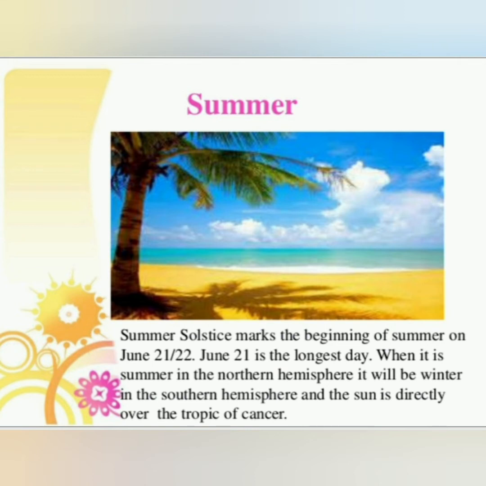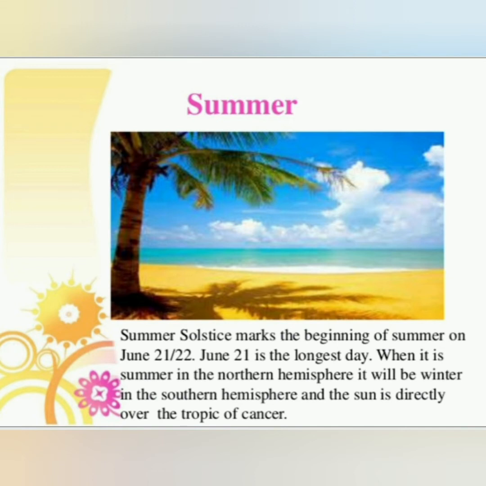When it is summer in the northern hemisphere, it will be winter in the southern hemisphere, and the sun is directly over the Tropic of Cancer. Students, do you know what is solstice? Yes, the solstice is the day of the year when sunlight is furthest north and south of the equator.